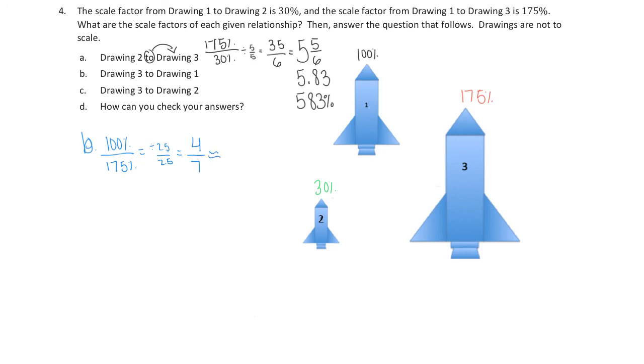We want to round to the nearest hundredth, and we are going to get 0.75. And when we write this as a percent, we're going to get 57%.